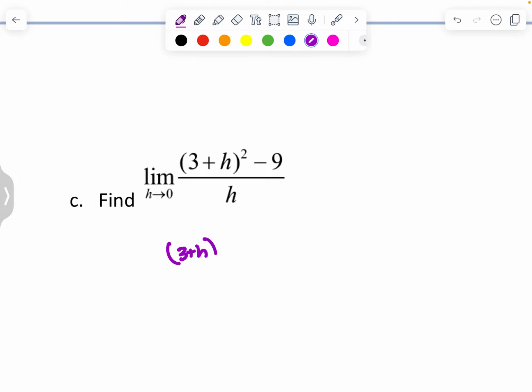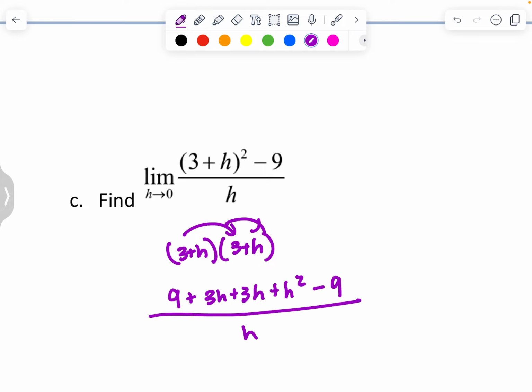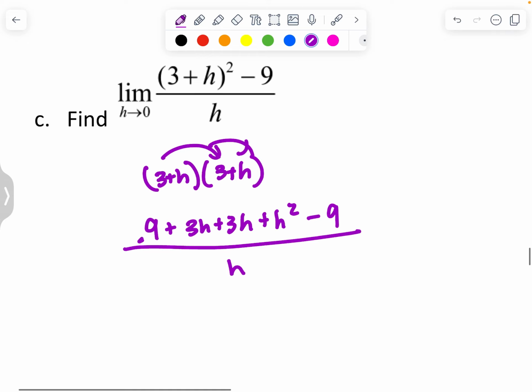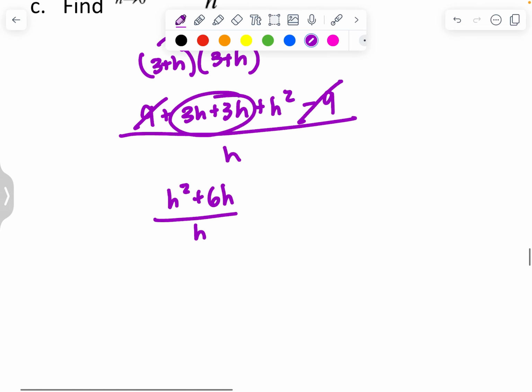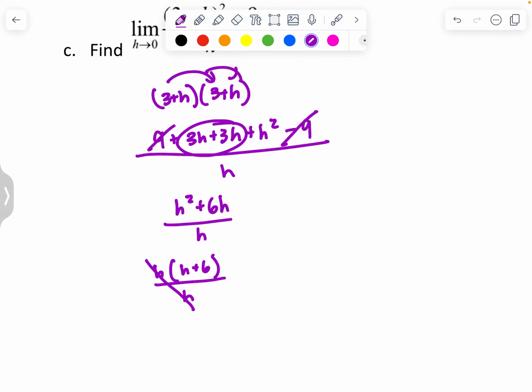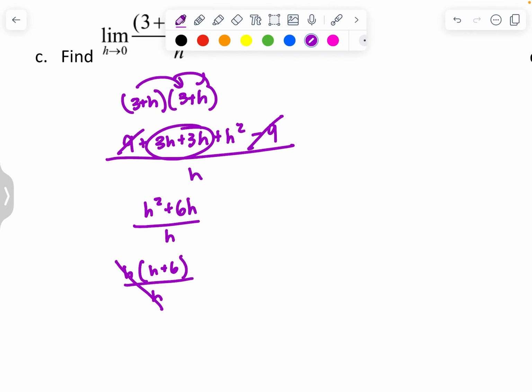So you should do 3 plus h times itself, 3 plus h. After you FOIL it, you should end up with 9 plus 3h plus 3h plus h squared. Bring down the minus 9, put this all over h, and now we can simplify. 9 and 9 cancel. 3h and 3h make 6h, but we should probably put the h squared in the front. So h squared plus 6h all over h. Now we could factor out an h, so we end up with h times h plus 6 all over h. The h's cancel, and now we have a new limit to work with.